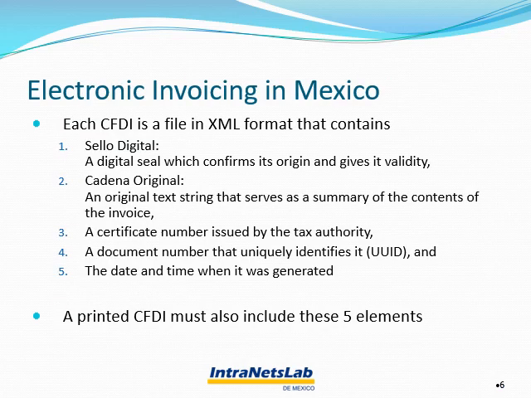Each CFDI is a file in XML format that contains a digital seal which confirms its origin and gives it validity, an original text string that serves as a summary of the contents of the invoice, a certificate number which is issued by the tax authority, a document number that uniquely identifies it, also known as UUID, and the date and time when it was generated. A printed CFDI must also include these 5 elements.